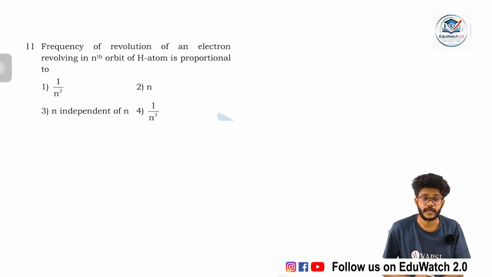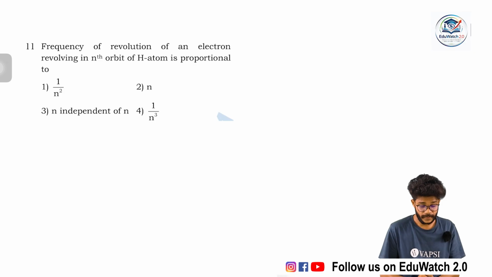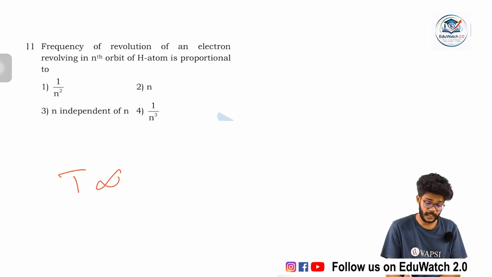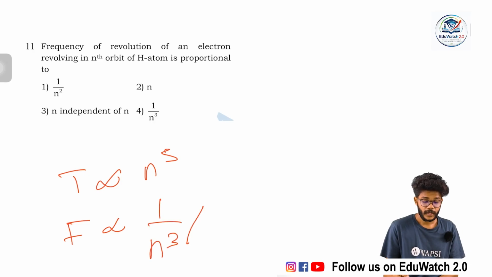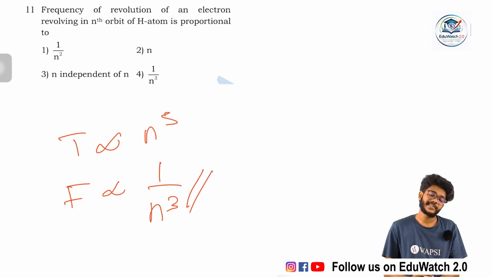So moving to the last question, the 11th question. The frequency of revolution of an electron revolving in the nth orbit of a hydrogen atom is proportional to what? We know that the time period is proportional to n cube, so frequency is proportional to 1 by n cube. So option 4 is the correct answer.